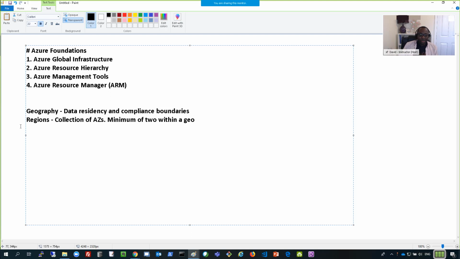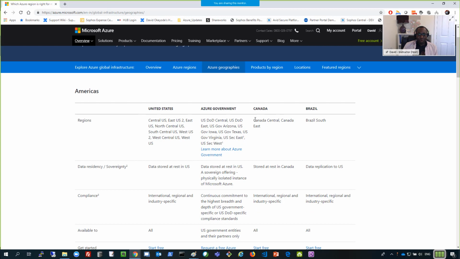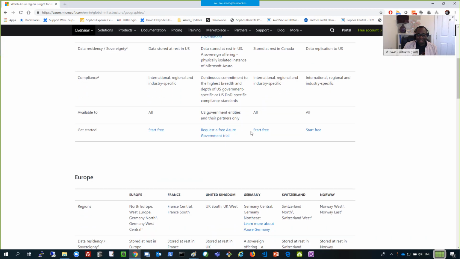That's the plan. For the United States, because that's a really large place, there's more than two regions. You see, there's 1, 2, 3, 4, 5. Some regions got so busy that they started building a number two. So there's East US, there's East US 2. There's West US, there's West US 2. So the idea is a minimum of two. There's only one exception to that, and that's Brazil.